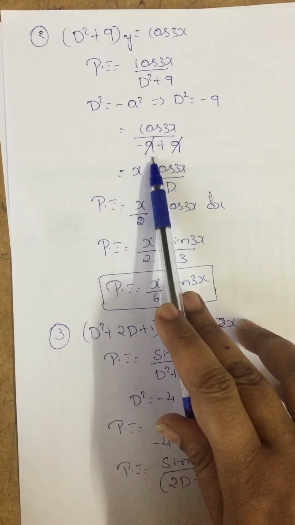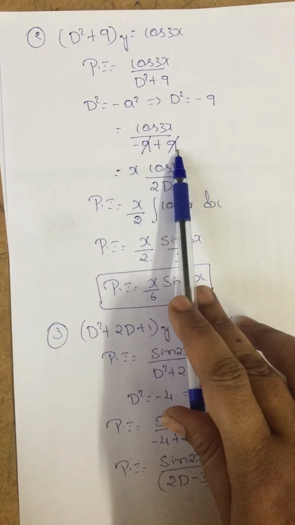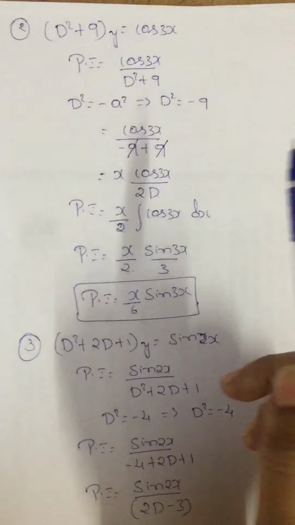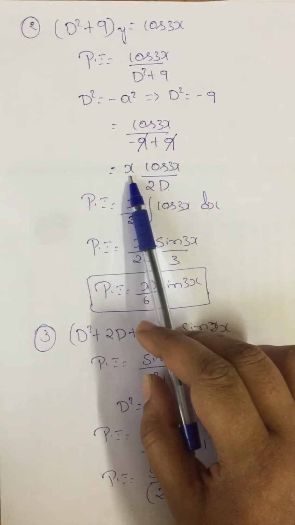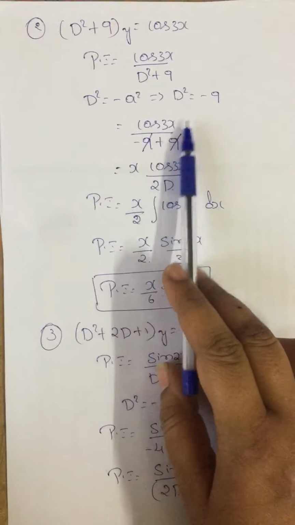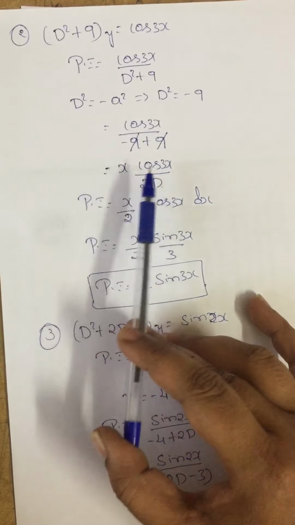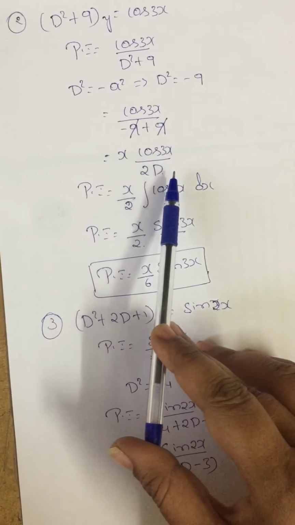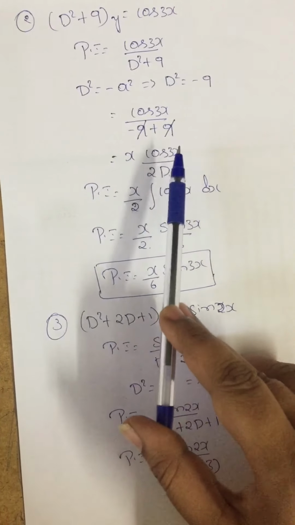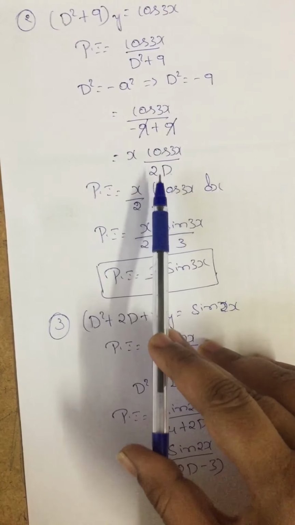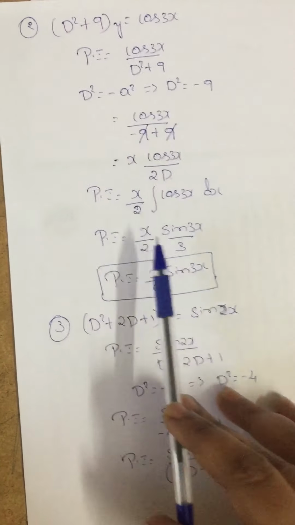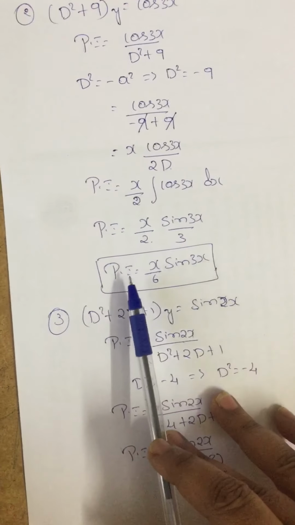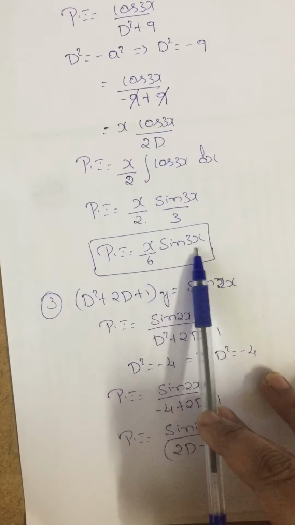So cos 3x divided by minus 9 plus 9. Minus 9 plus 9 cancel, and we get 0 in the denominator. It means it is in indeterminate form, so we have to convert it to determinate form. Multiply by x in the numerator and differentiate the denominator with respect to d. That is x into cos 3x, the derivative of d square is 2d and the derivative of 9 is 0. So x by 2 is taken outside, and 1 by d represents integration, so the integral of cos 3x dx. So x by 2 into the integral of cos 3x, which is sin 3x by 3. Therefore the particular integral is x by 6 into sin 3x.